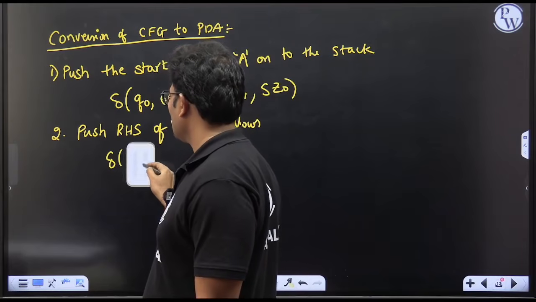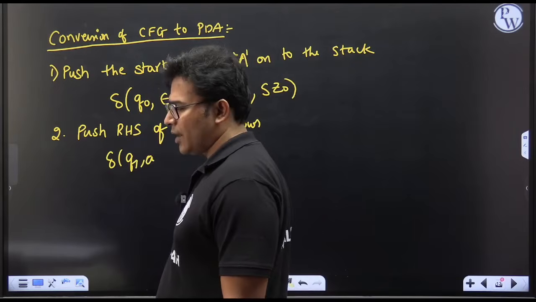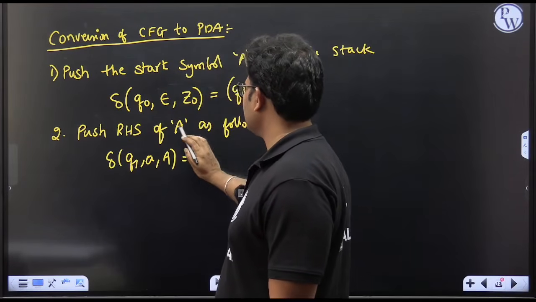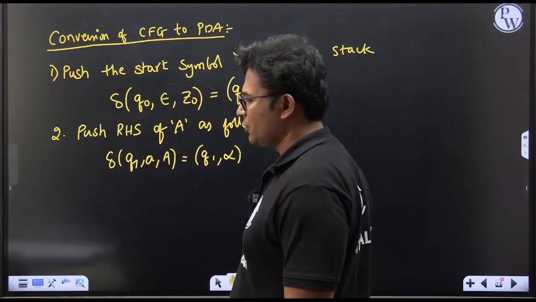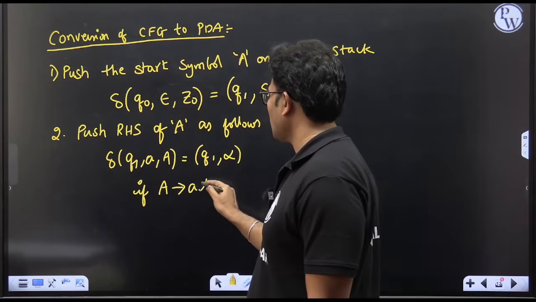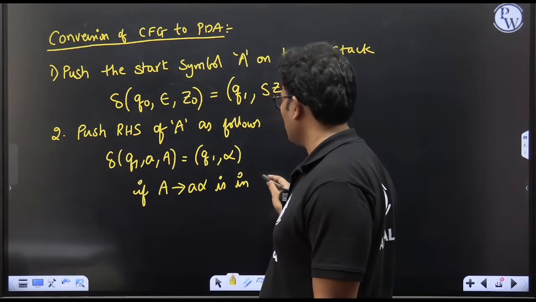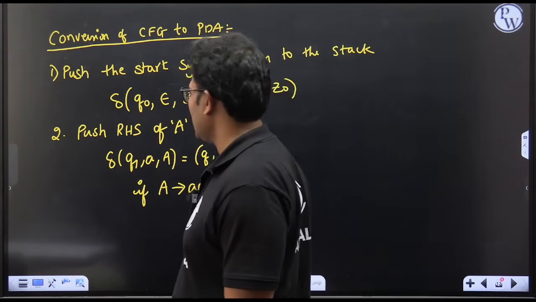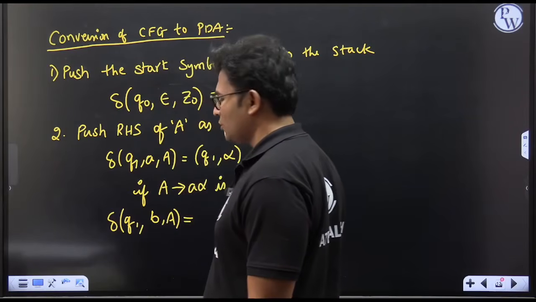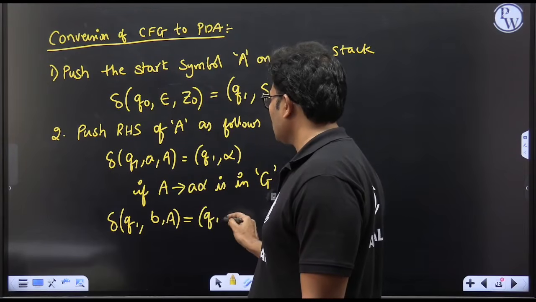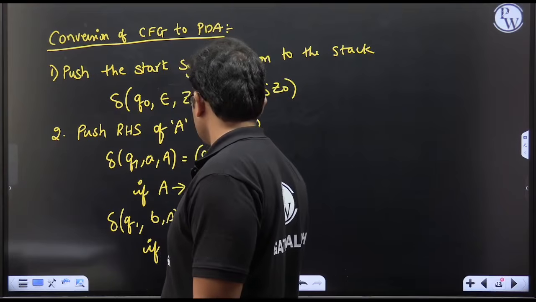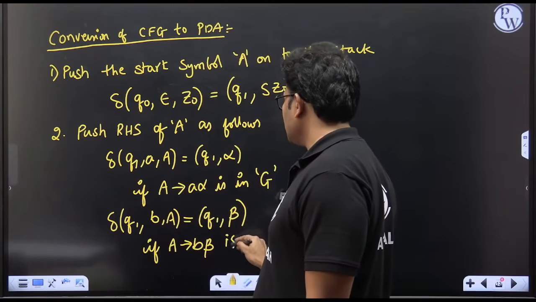Delta of Q1, a, A is equal to Q1, alpha, if A derives a alpha is in G. Otherwise, delta of Q1, b, A is equal to Q1, beta, if A derives b beta is in grammar G.